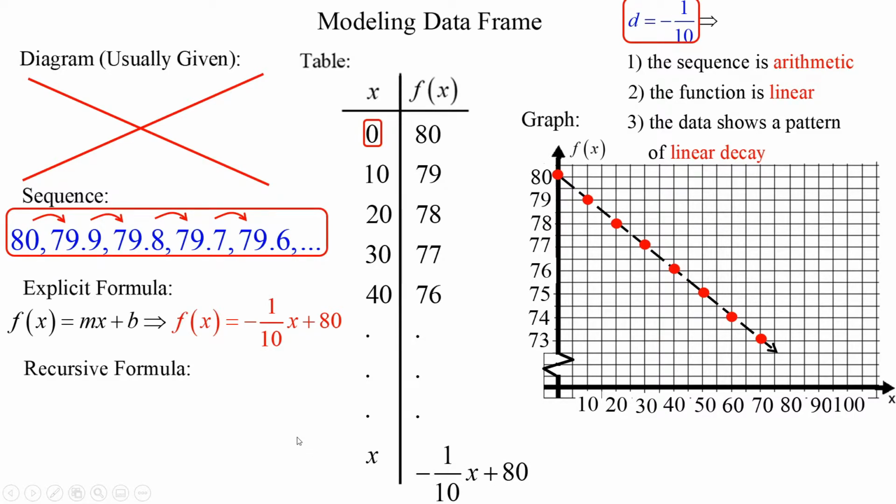Good. And now finally our recursive formula. All right, f of what is what? This is function notation for our very first ordered pair in the table. So f of 0 is 80. And then our recursion equation, f of x is f of x minus 1, my previous term.